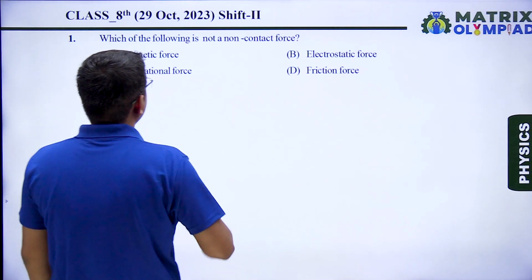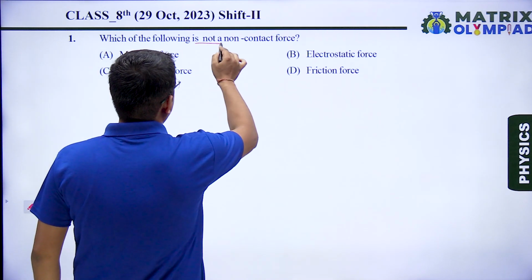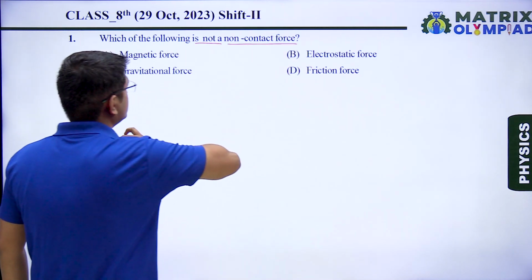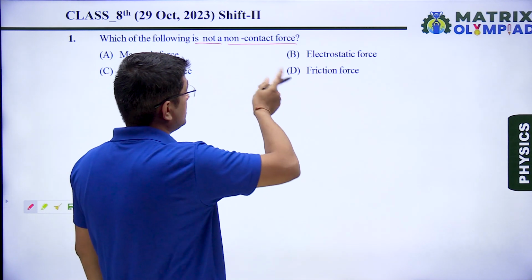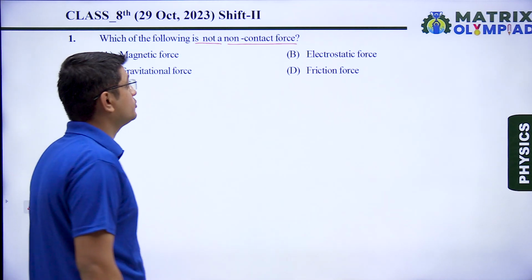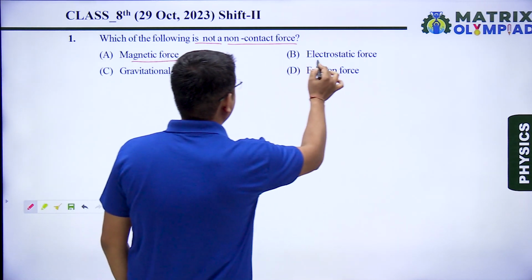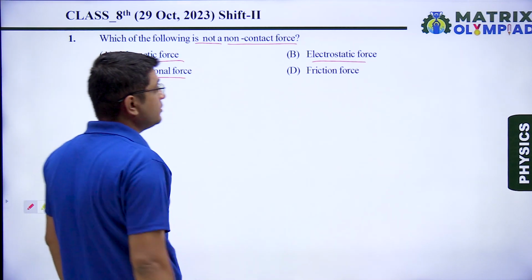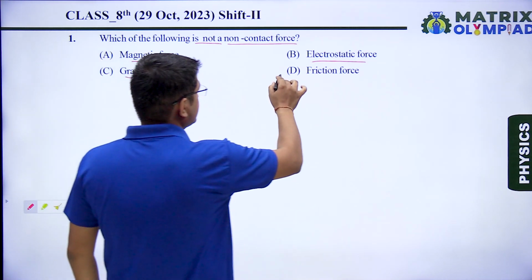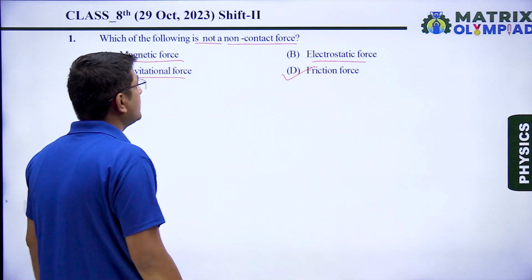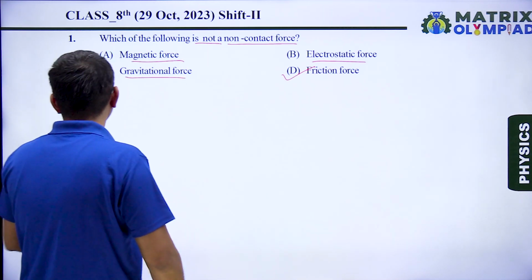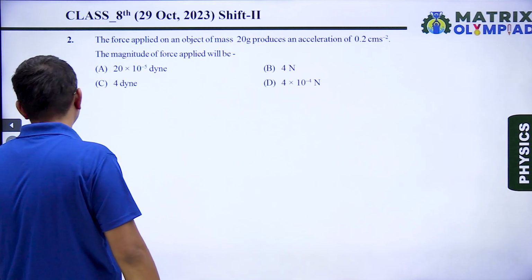Which of the following is not a non-contact force? That means we have to find which among these is a contact force. We know that magnetic, electrostatic and gravitational force are non-contact. So directly we can answer friction force is our right answer. Next question, question number 2.